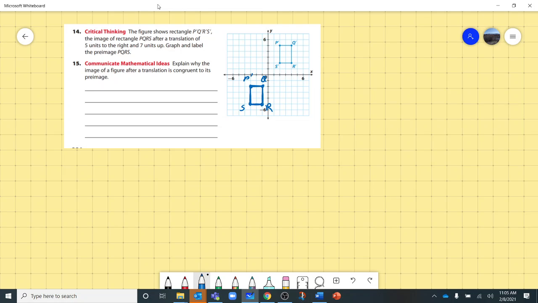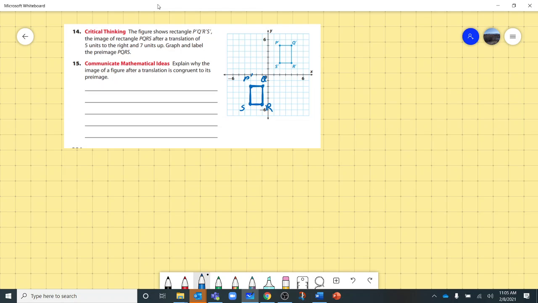We just went through the same steps that we would have if we were finding the image, but to find the pre-image, we just did it backwards. That's really all there is to that one. Explain why the image of a figure after a translation is congruent to its pre-image.